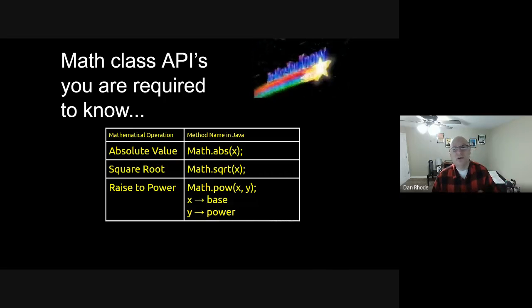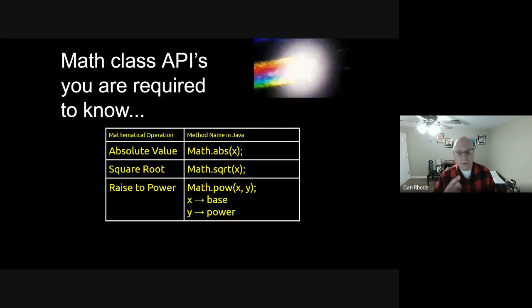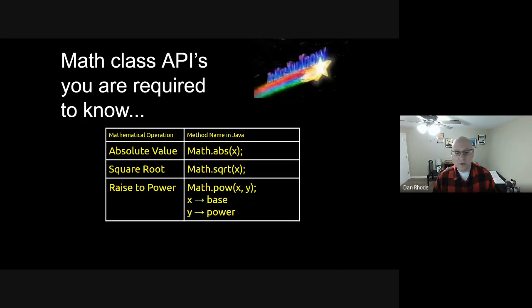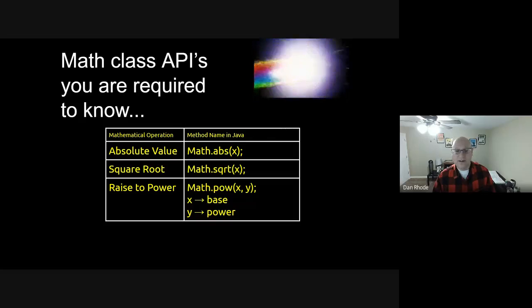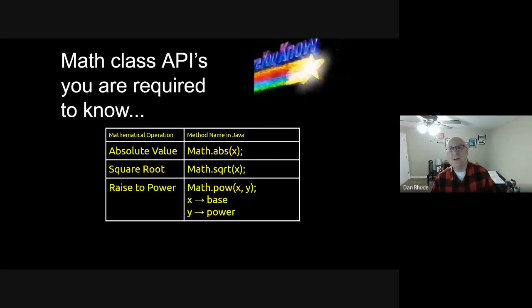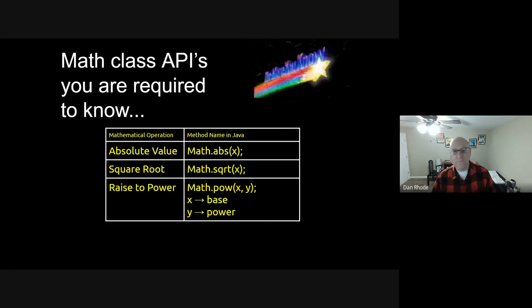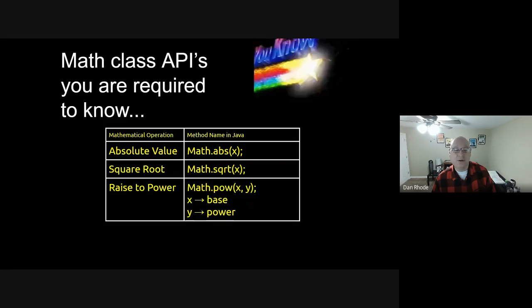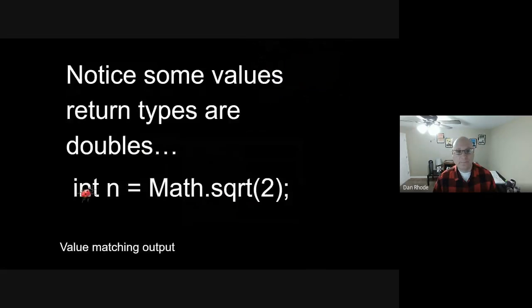So you want to make sure that you use a double to get that value properly, and then raise to the power, you're going x to the y. X is the base, y is the power. So for example, 2 to the third power would be 2 times 2 times 2, which would be 8. 2 to the fourth power would be 16, or 2 times 2 times 2 times 2, that kind of thing.